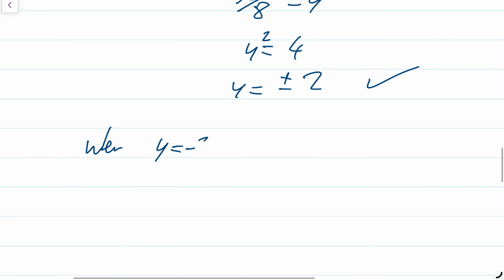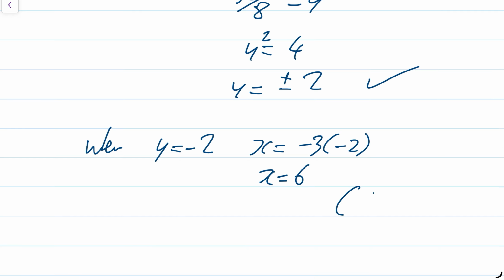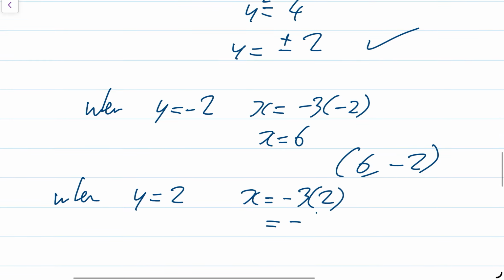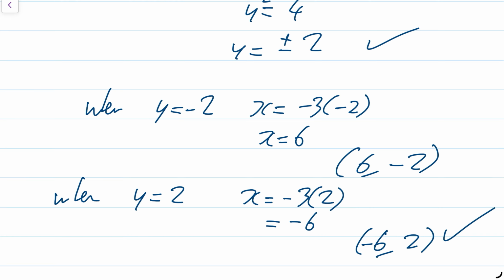so just say when y equals minus 2, x is going to be equal to minus 3 times minus 2, so x is equal to 6. So that gives you, one of your coordinates is 6, minus 2. Also say when y is equal to plus 2, then x is equal to minus 3 times 2, which means my x is equal to minus 6. So that gives me minus 6, 2. And hopefully that's the right answer then for my two stationary points.